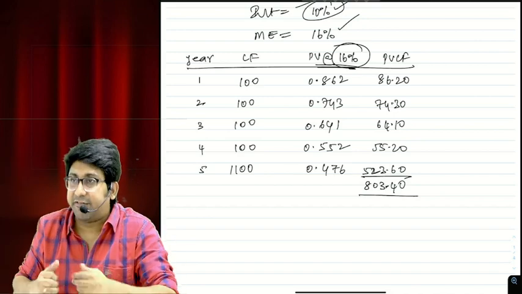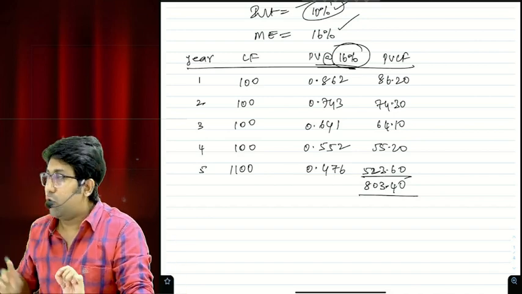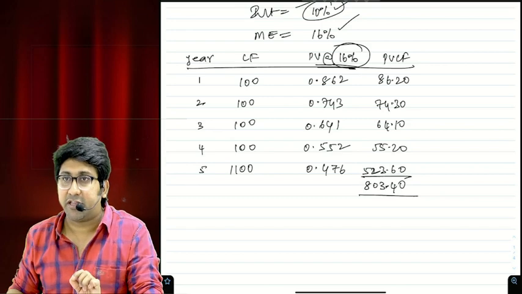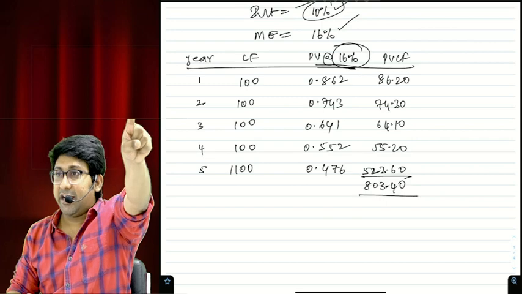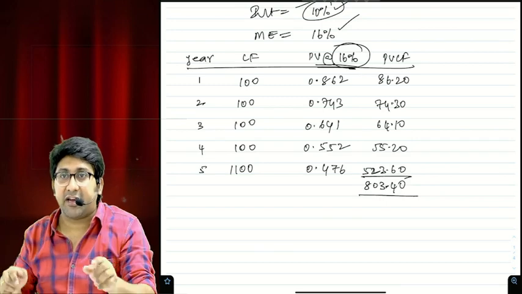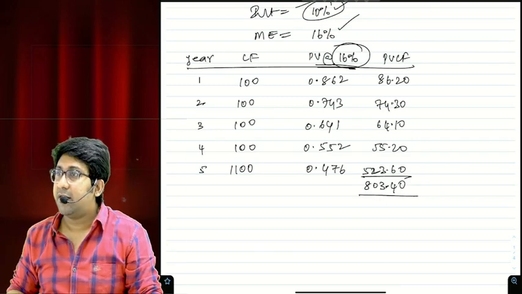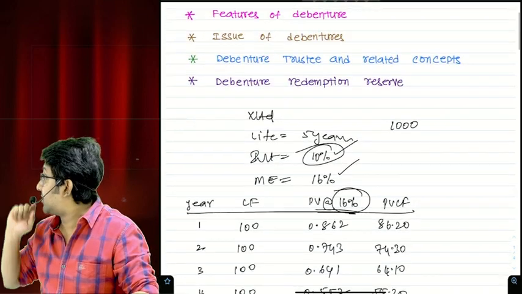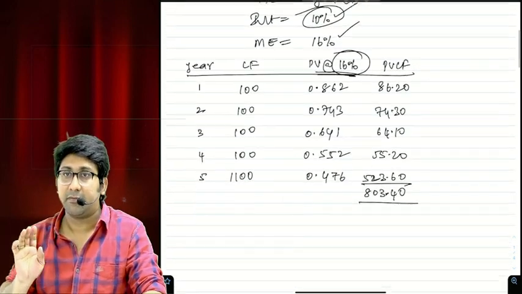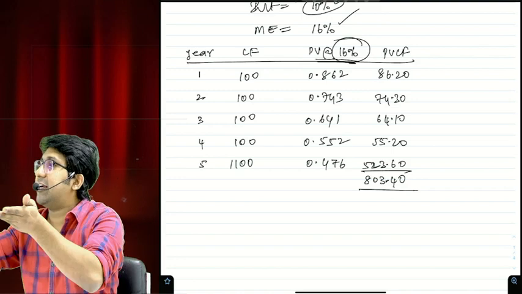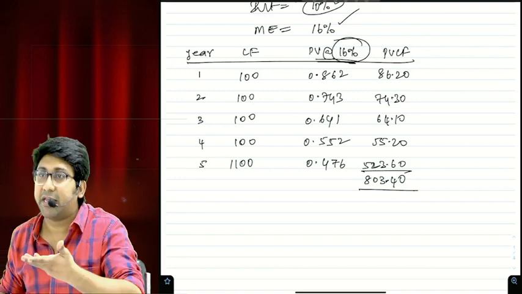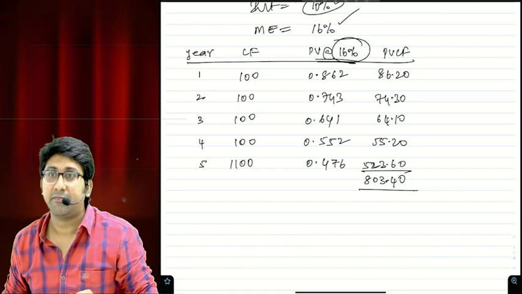That means the interest that you receive is only 10%. You purchase at 803, but in redemption you are redeeming at 1000. You are selling at 1000, you are purchasing at 803. There is a capital gain or not? That capital gain increases your return to 16%. Hey, if the company pays 10, how can I get 16? Because of capital gain. That itself you call RV minus NP by N, capital gains per annum.